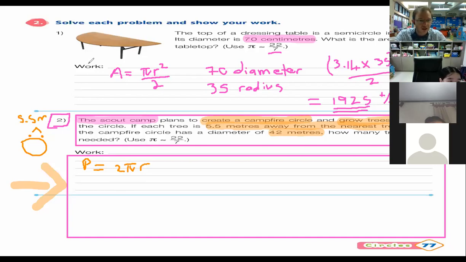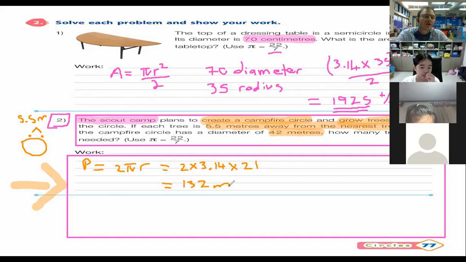Now we first have to calculate the perimeter. To do that, we say 2 multiplied by 3.14 multiplied by 21. And that will give us an amount of 132 meters. Remember, perimeter is only meters. Area is square meters. So perimeter only meters.